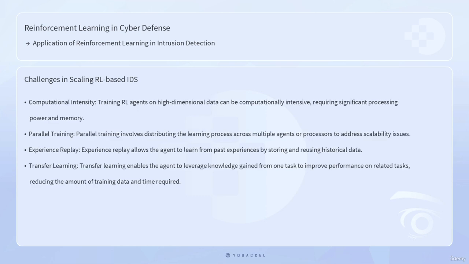Another challenge is the scalability of RL-based IDS, particularly in large and complex network environments. Training RL agents on high-dimensional data can be computationally intensive, requiring significant processing power and memory. Techniques such as parallel training, experience replay, and transfer learning can be employed to address scalability issues. Parallel training involves distributing the learning process across multiple agents or processors, while experience replay allows the agent to learn from past experiences by storing and reusing historical data. Transfer learning enables the agent to leverage knowledge gained from one task to improve performance on related tasks, reducing the amount of training data and time required.